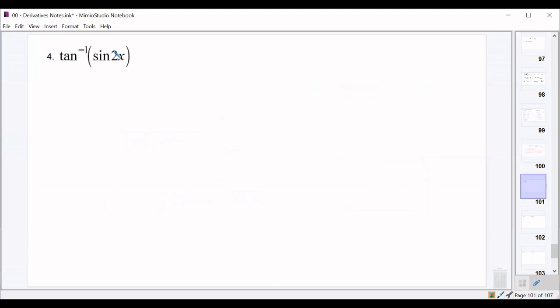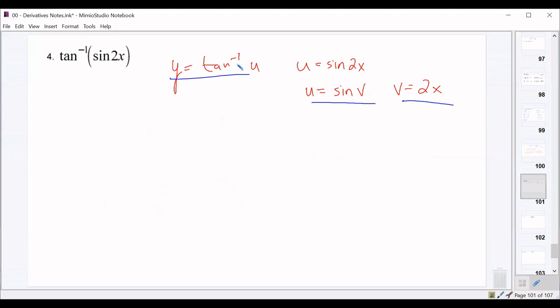To find the derivative of inverse tangent of sine 2x, we'll rewrite it as y equals inverse tangent of u, with u equal to sine 2x. Since u equals sine 2x requires the chain rule to differentiate it, we'll rewrite it as u equals sine v, with v equal to 2x. Then we'll take the derivative of each of these three terms with respect to their variables, u, v, and x, and then multiply the results together.